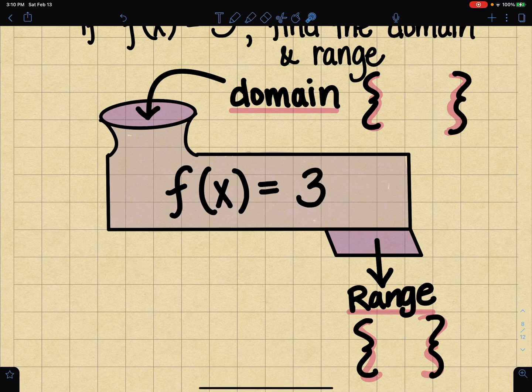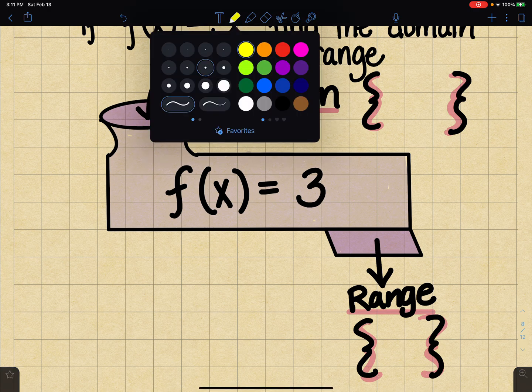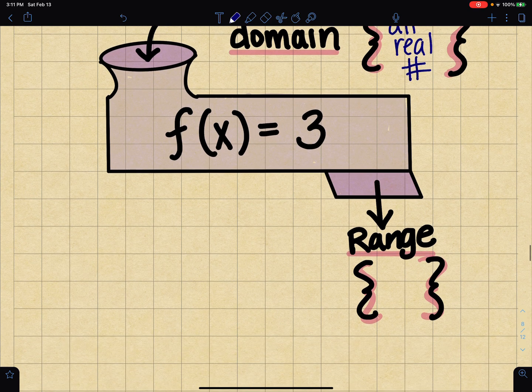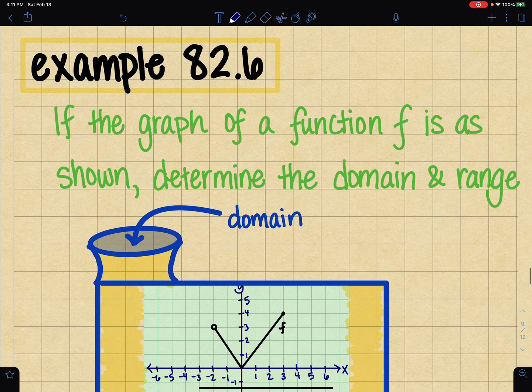So the domain is what can I put in? And the answer is going to be, I can put in all real numbers. You can put in anything. And what's the range going to be? Well, I think you've seen that every time I put something in the machine, I get the number 3. So that's the range. The range is 3. That's the only thing that you can buy out of that vending machine is the number 3. Okay? Alrighty, so let's go on to example 82.6.